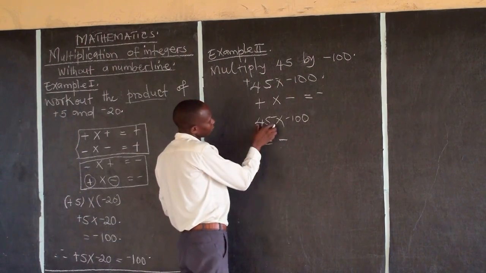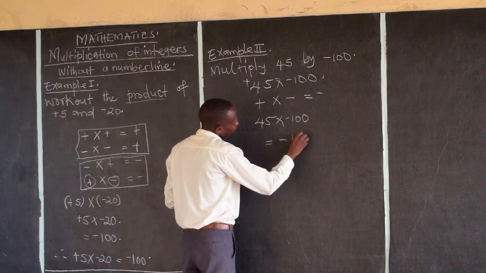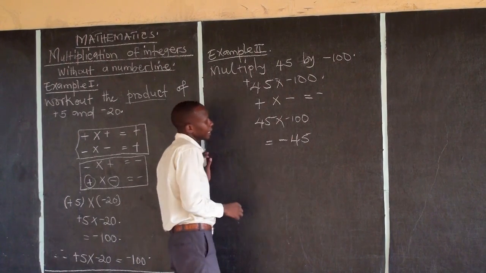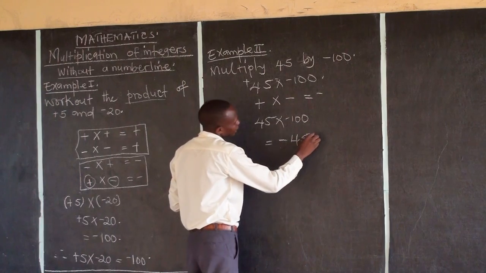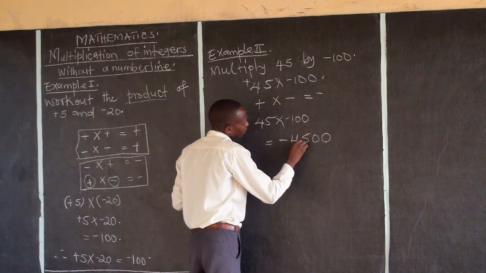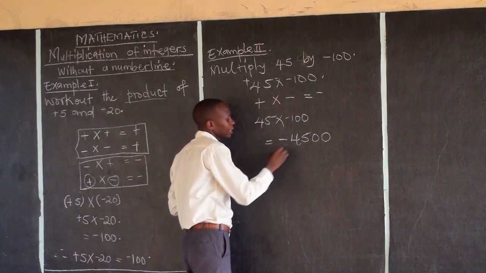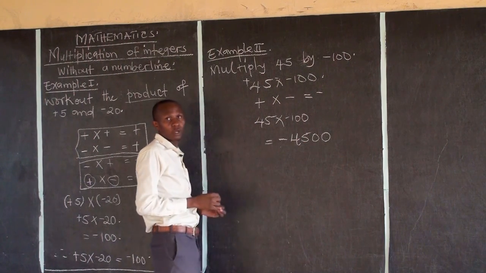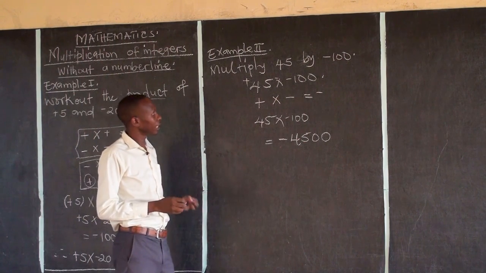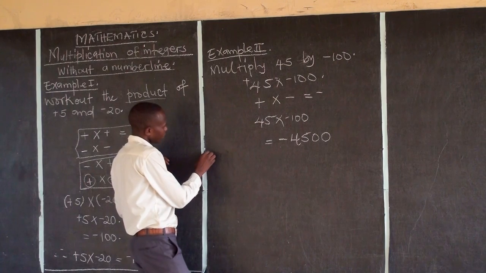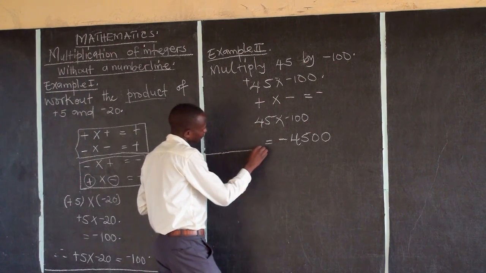So I will have 45 times 100 negative. It will give us negative 1,500. Negative 1,500. This will be underlined.